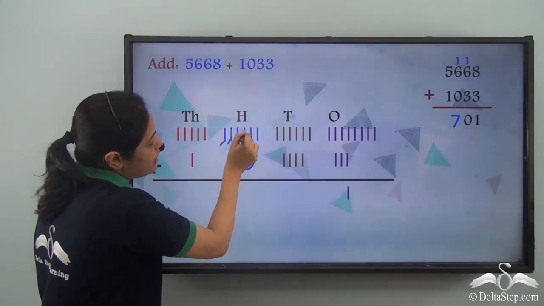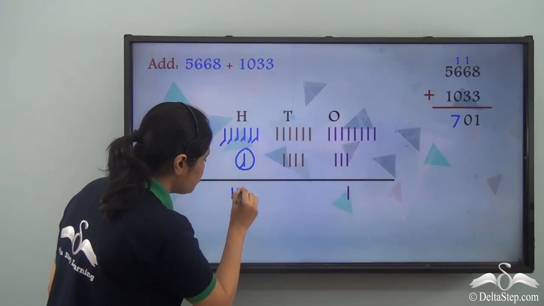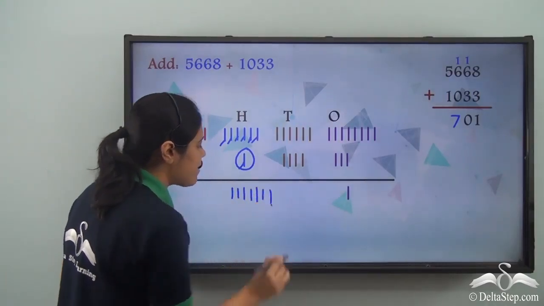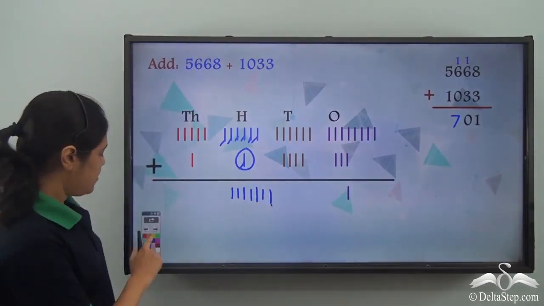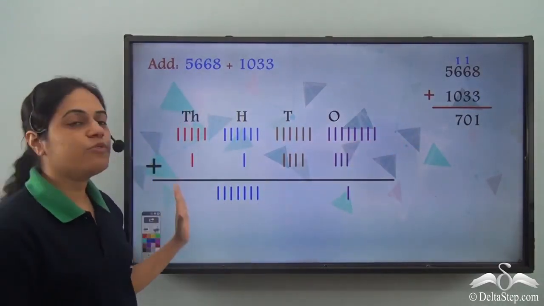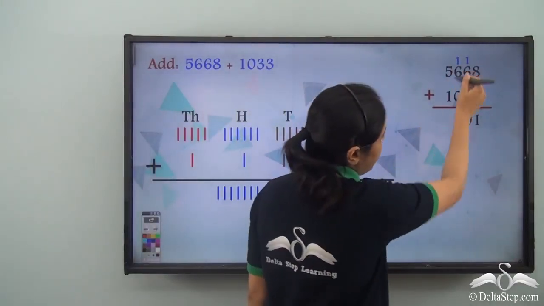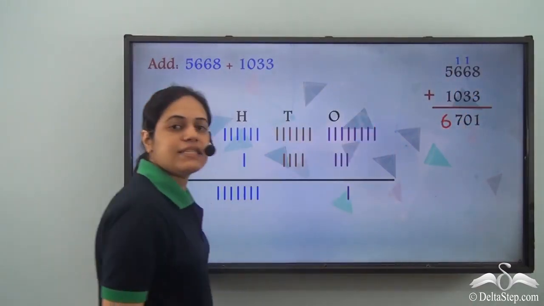1, 2, 3, 4, 5, 6, 7. So I have 1, 2, 3, 4, 5, 6, 7 in the hundreds place. So this is what we have. Next, I move to the thousands place. Now for the thousands place, I have 5 plus 1, 6.